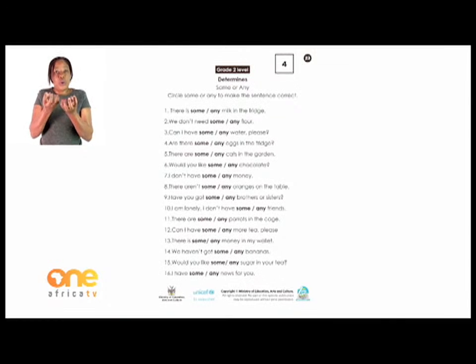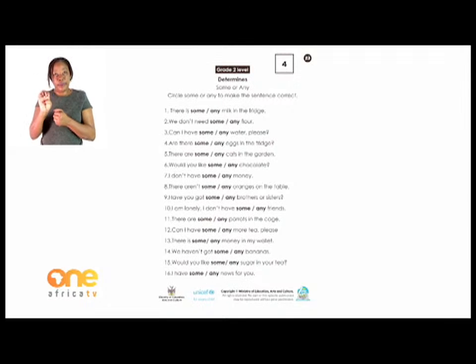Now let's look at these sentences and see if you can get them correct. Just read it properly before you underline or circle your answer. There is some or any milk in the fridge. What do you think we should underline there? Which word? Is it some or any? I think we are going to underline some. There is some milk in the fridge. That is a positive statement.